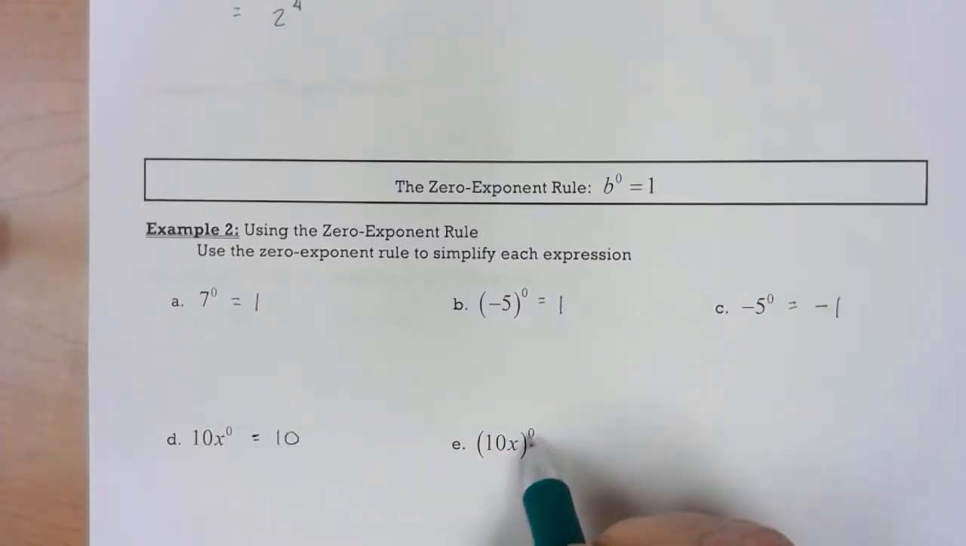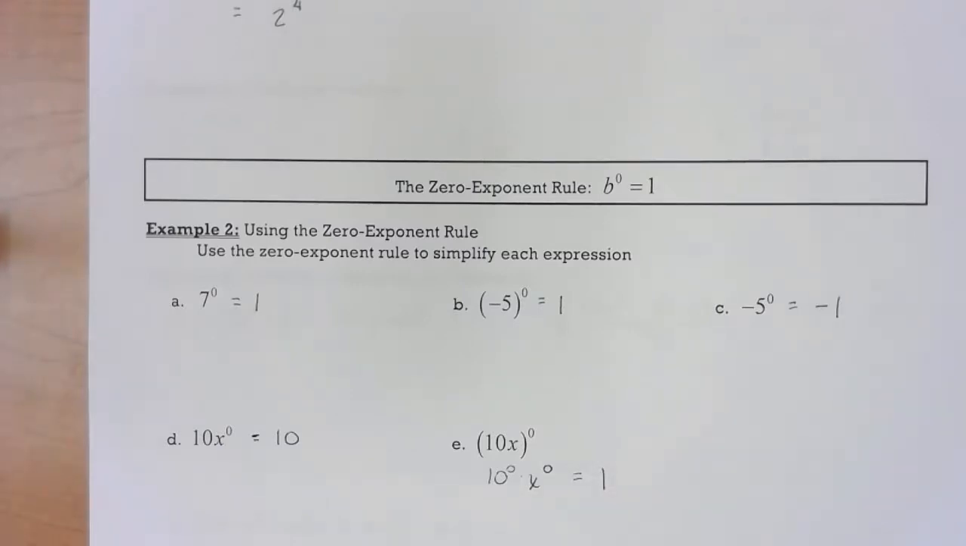This one, if I use my power rule, I'd have 10 to the 0 times x to the 0, so that would be 1 equals 1 times 1, excuse me, and 1 times 1 is 1. So beware of parentheses. They're sort of sneaky. You just have to remember what you have to do with them depending on the situation.